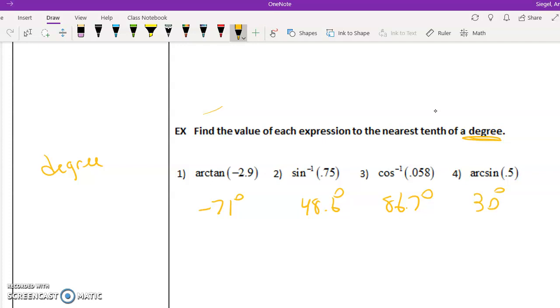Again, there's not a lot to explain on this. It's just calculators. So if you need any help, just let me know.